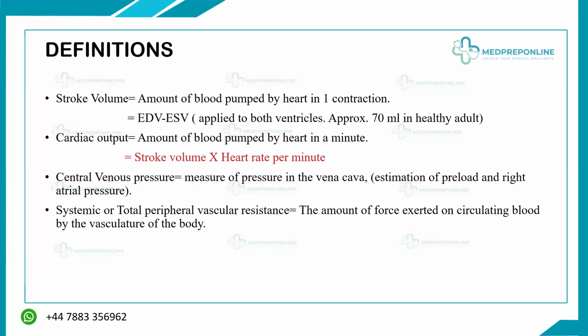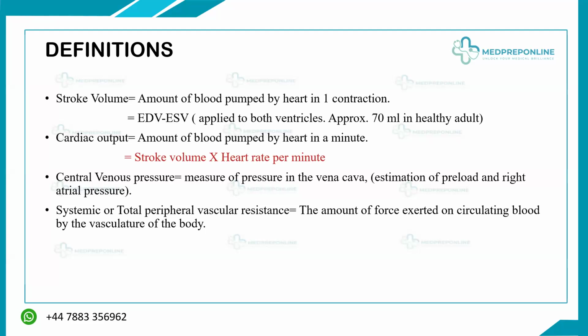Now coming to the cardiac output. The cardiac output is the amount of blood pumped by the heart in a minute. So cardiac output is calculated by multiplying the heart rate per minute into the stroke volume. The central venous pressure is the measure of the pressure in the venae cavae, right? So it gives you an estimate of how much preload is there, how much blood is there in the vascular system, as well as the right atrial pressure.